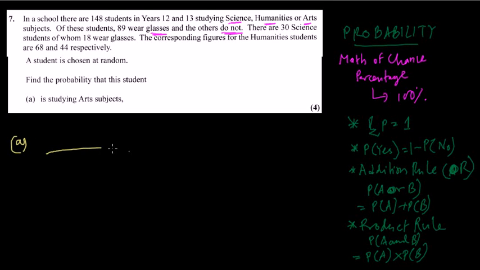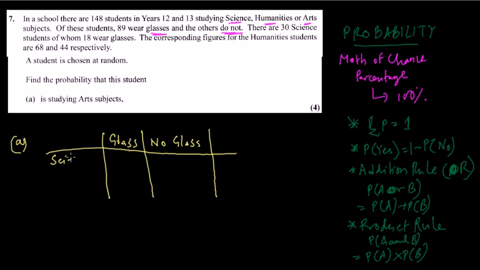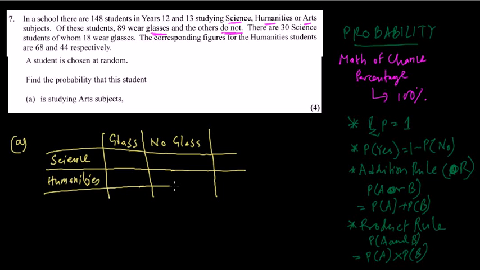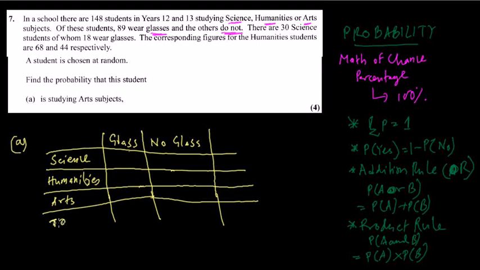If you have a table like this, so the main thing is glasses and no glasses. So we have science category, then we have humanities category, then we have the arts category. Let's make a table and fill up the table. So this can be the total, and this can also be the total.